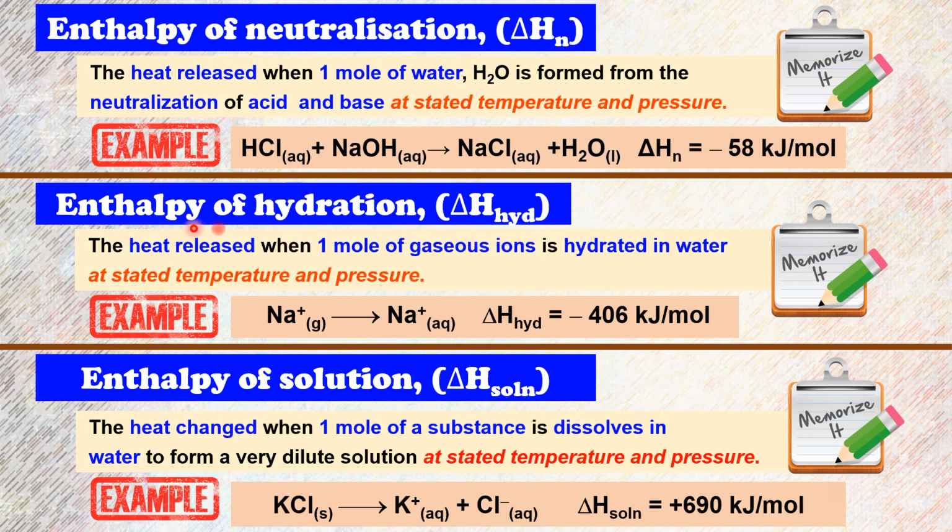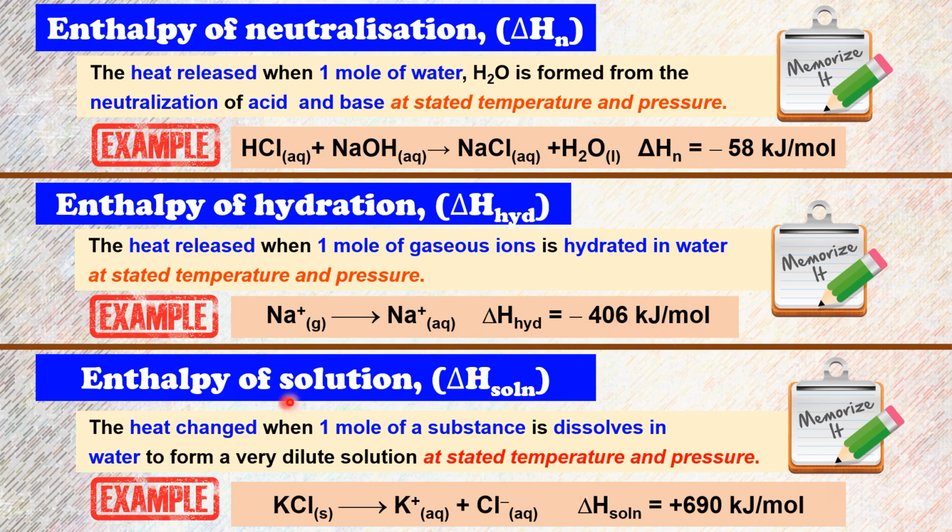Okay, enthalpy of hydration. So here is the symbol. HYD refers to the hydration. It can be defined as the heat released, which involves an exothermic reaction, when 1 mole of gaseous ion is hydrated in water at stated temperature and pressure. So 1 mole of gaseous ion here refers to the reactant side. The reactant side should be 1 mole gaseous ion. When hydrated in water, it will convert into aqueous ion. The value of delta H hydration is negative 406 kilojoule per mole.